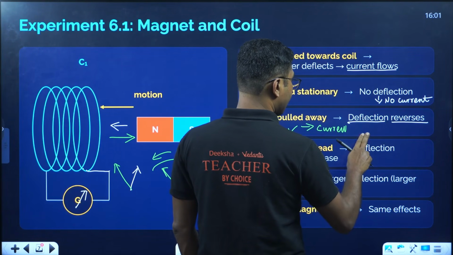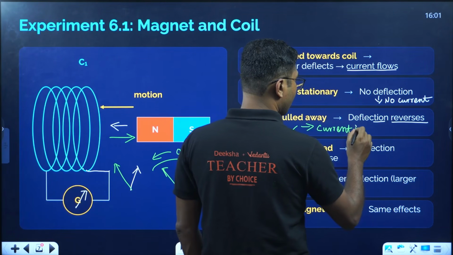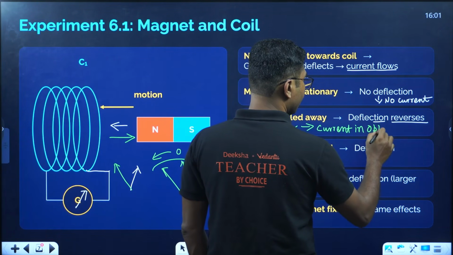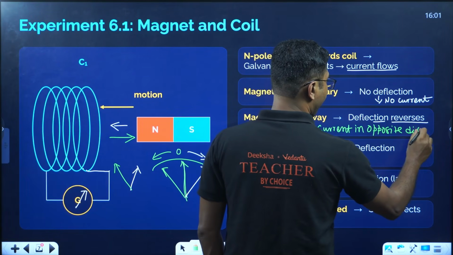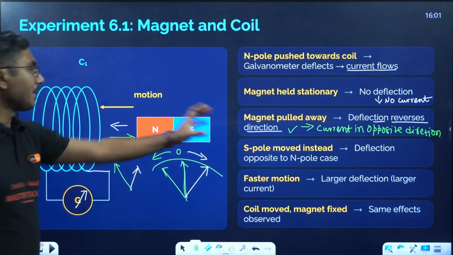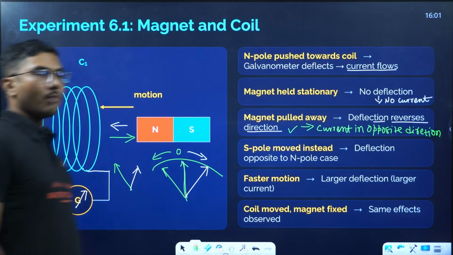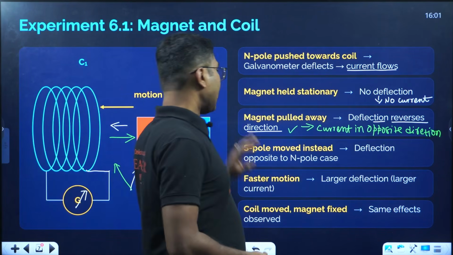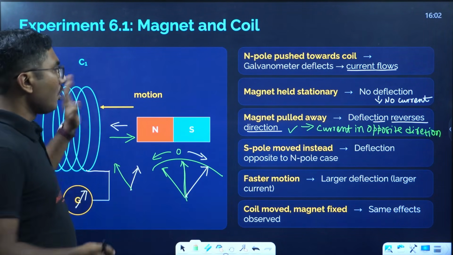Current in the opposite direction. This is super duper important. So when you are moving the magnet away, the current is still flowing, but it is flowing in the opposite direction. Now instead of the north pole, if you are moving the south pole, what happens?